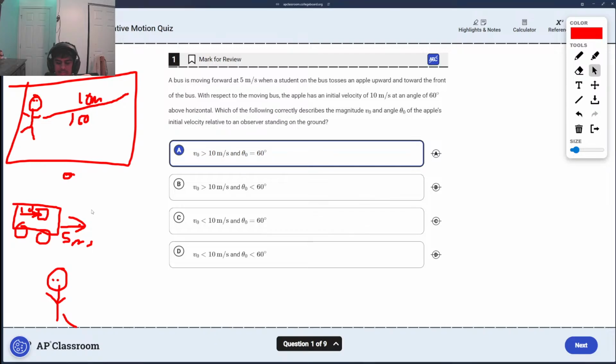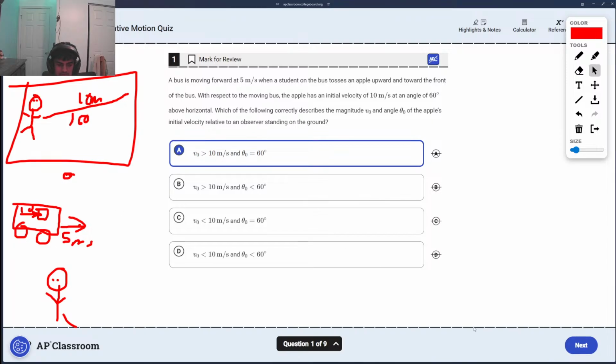Because the bus is moving and you're moving, so you're moving faster. No, but the bus is moving at 5 meters per second. The observer is just stationary, right? Yeah, the observer's outside the bus. He has no velocity, right? So from the observer, he has zero horizontal velocity, right? No, the bus has five. From his perspective, the apple is moving 10 meters per second plus part of the 5 meters per second. But I thought it was greater than 10.